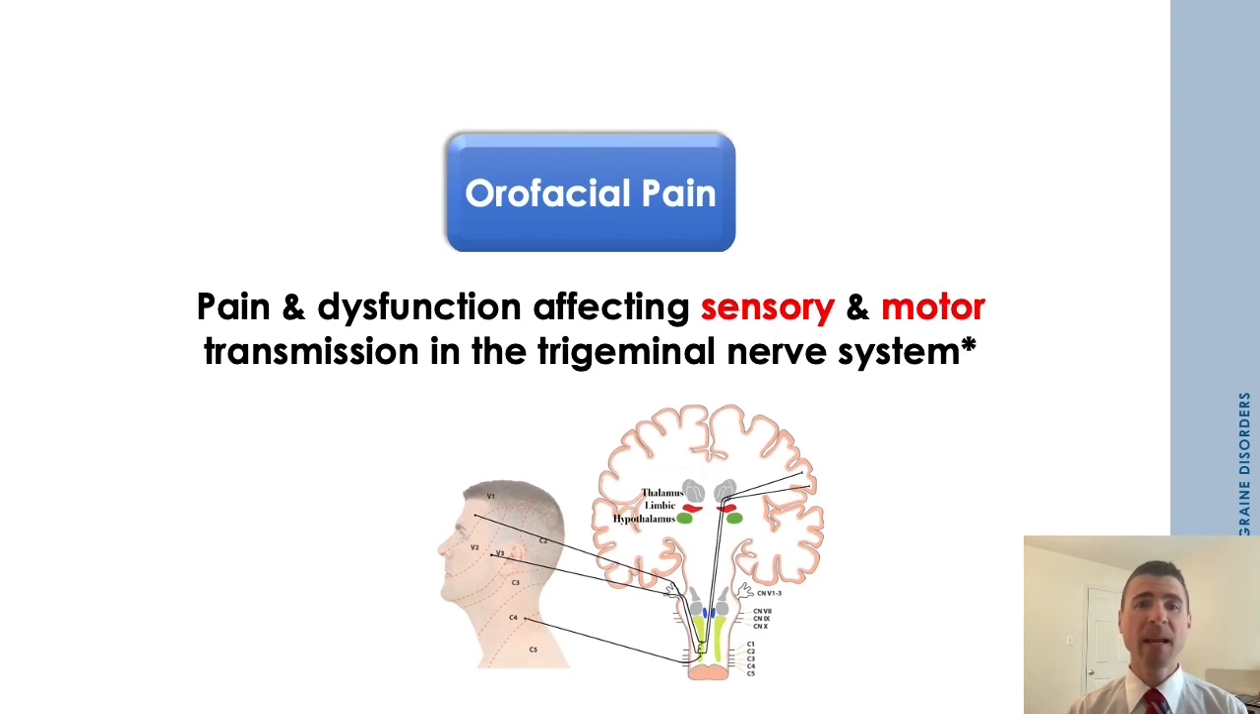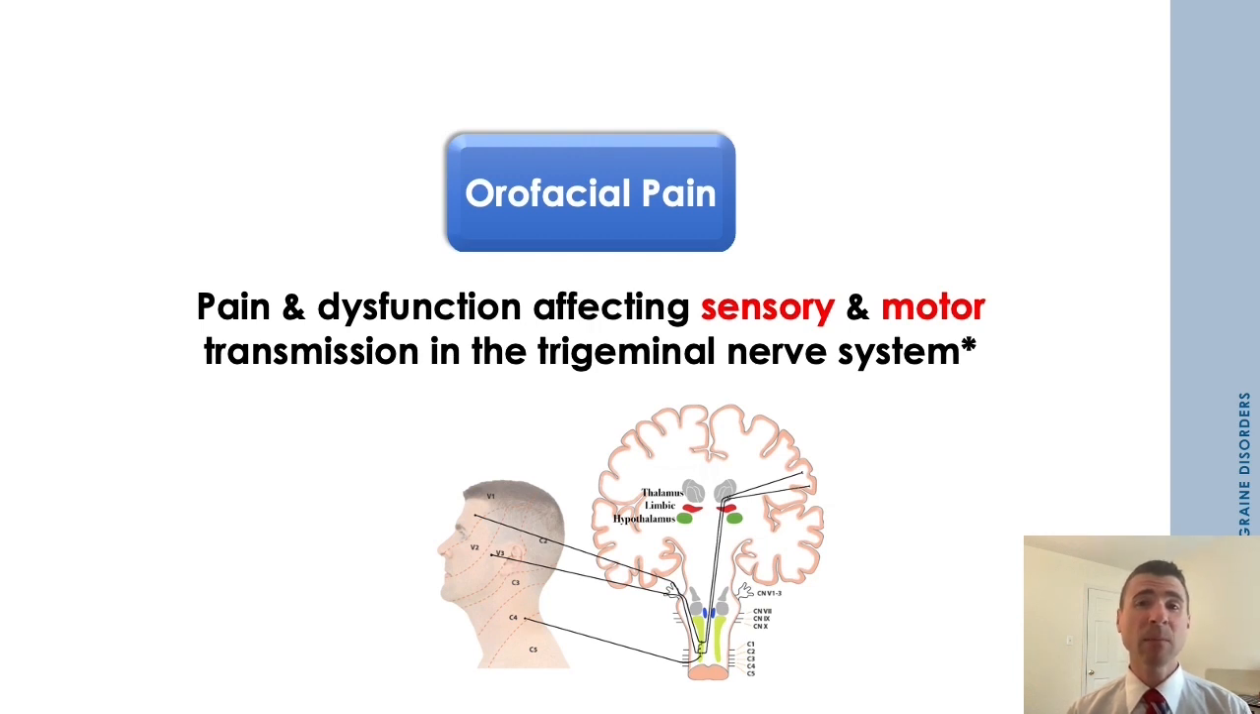Orofacial pain is pain and dysfunction affecting both the sensory and motor transmission in the trigeminal nervous system. So this photo here at the bottom is going to be something you're going to see a couple times throughout the presentation. And basically it shows you that everything from about the collarbone up, that's painful or fatiguing, all goes into a very small, about 12 millimeter area in the brainstem, represented in green there, called the trigeminal subnucleus caudalis.